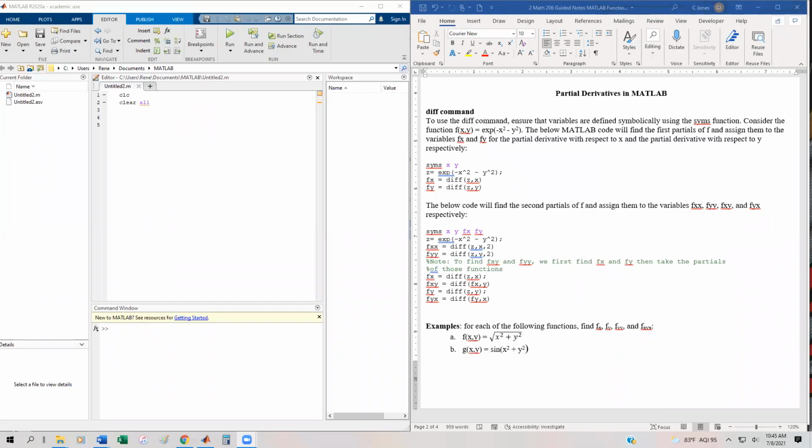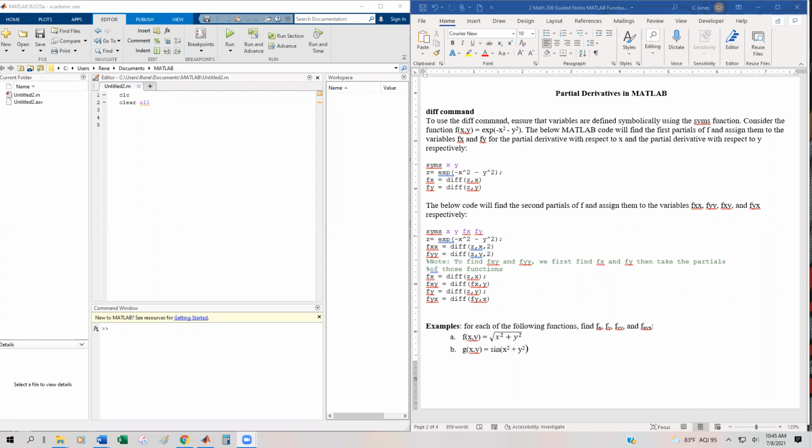We're going to start taking a look at how we're going to use MATLAB to help us define partial derivatives in MATLAB. And we're going to be able to find second partials as well as mixed partials in terms of f sub xy and maybe fxyx or fxxy, those sorts of things.